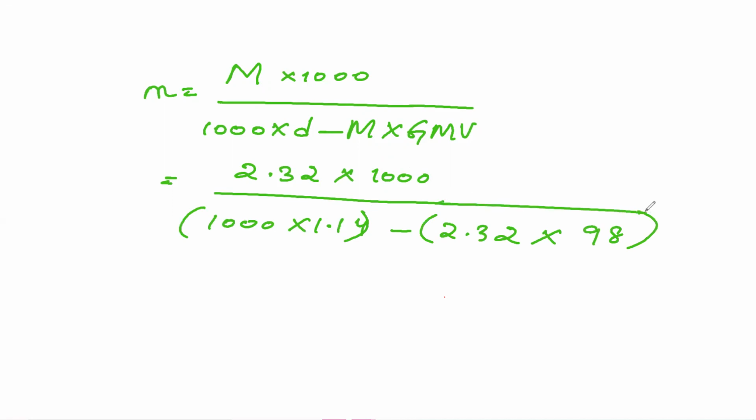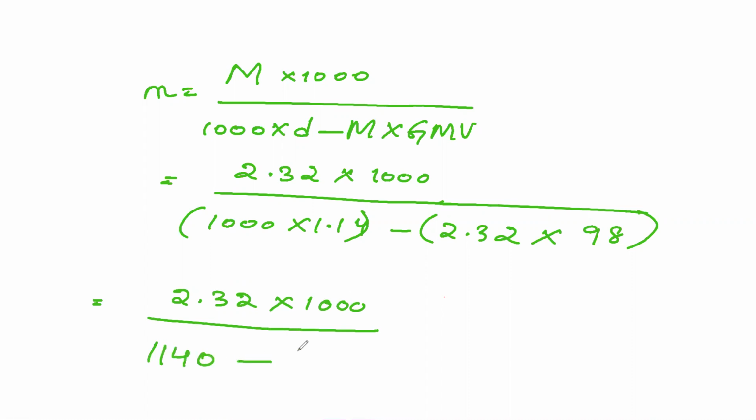Now solving for the denominator, 1000 into 1.14. The numerator I'll keep like this, and the denominator we are solving now. 1000 into 1.14 is equal to 1140. So the numerator I'm writing as it is, 2.32 into 1000, divided by 1000 into 1.14, that is 1140, minus 2.32 into 98, which is equal to 227.36.